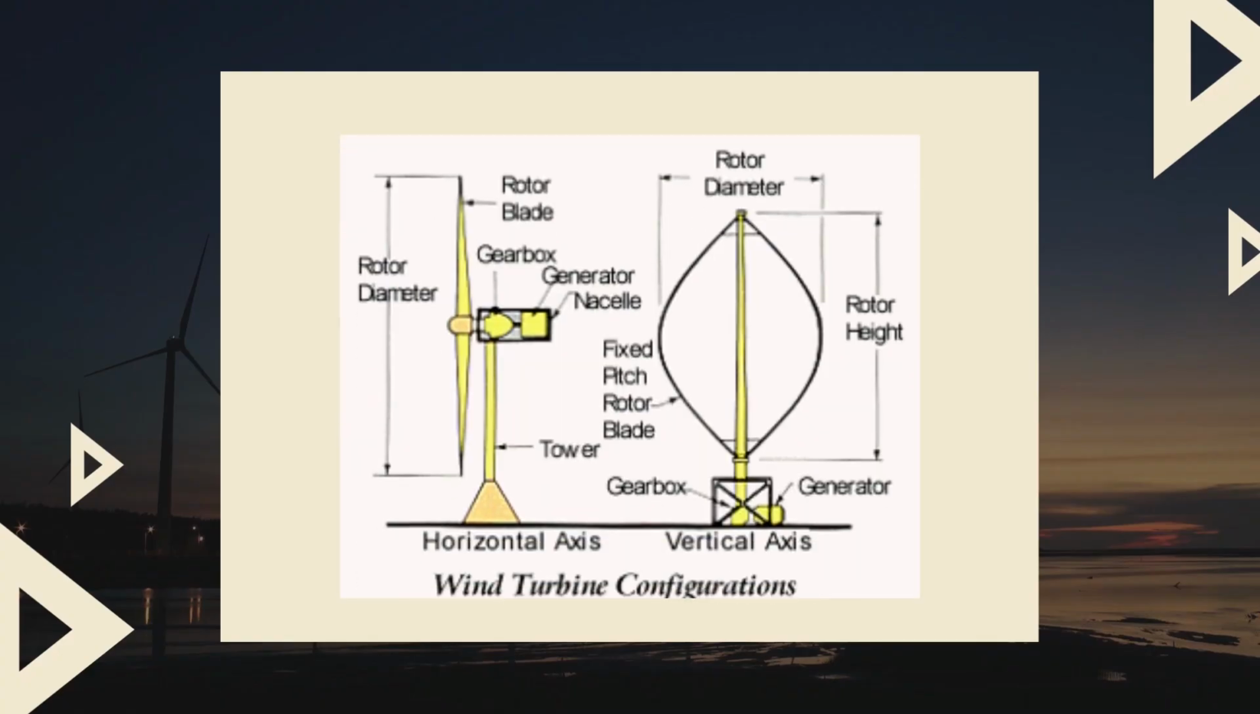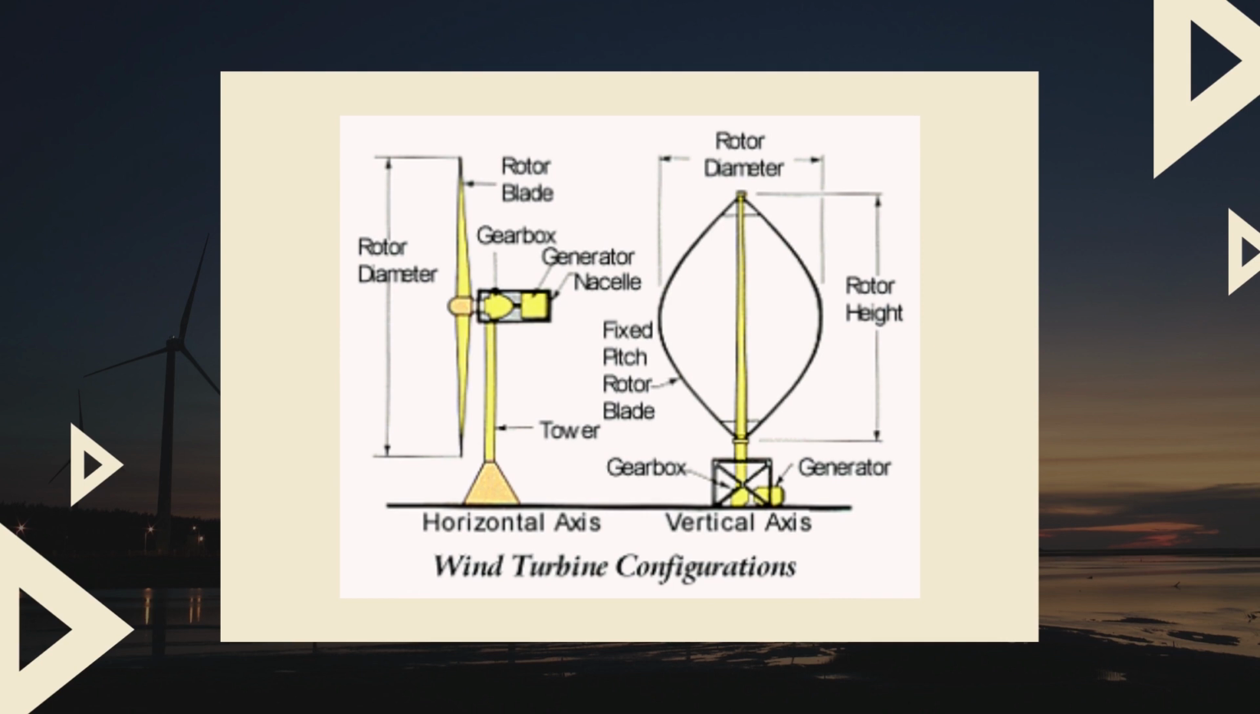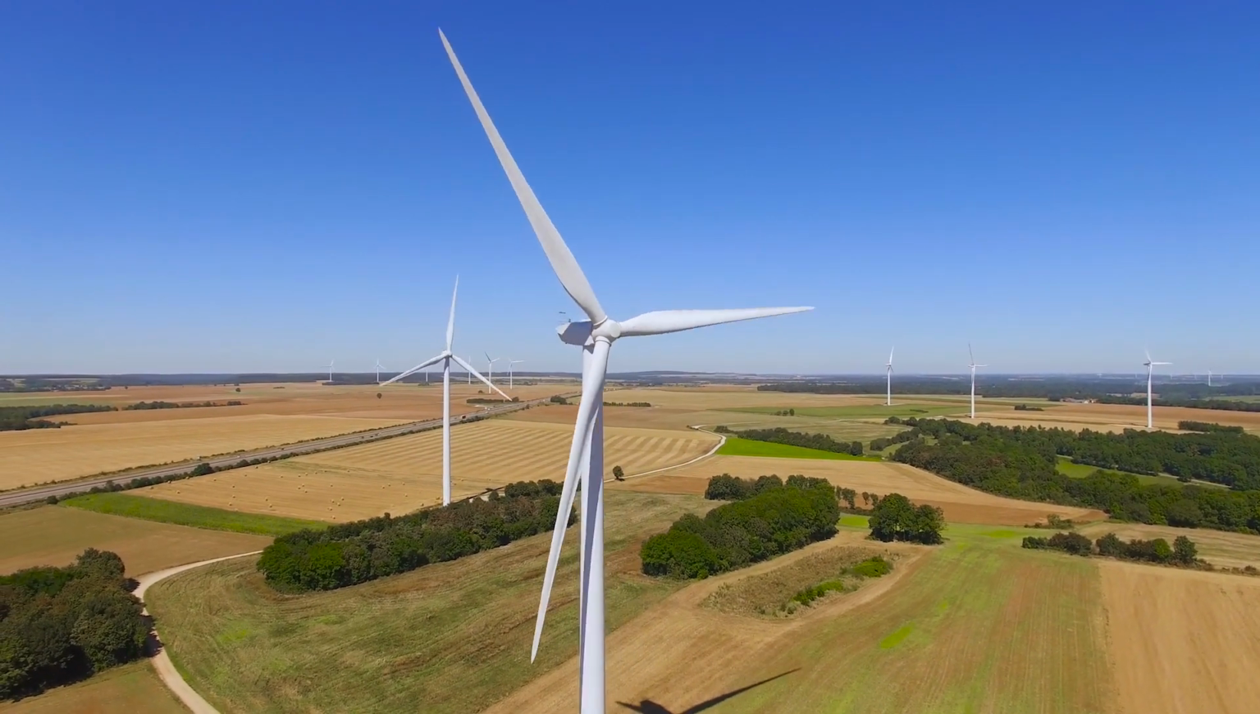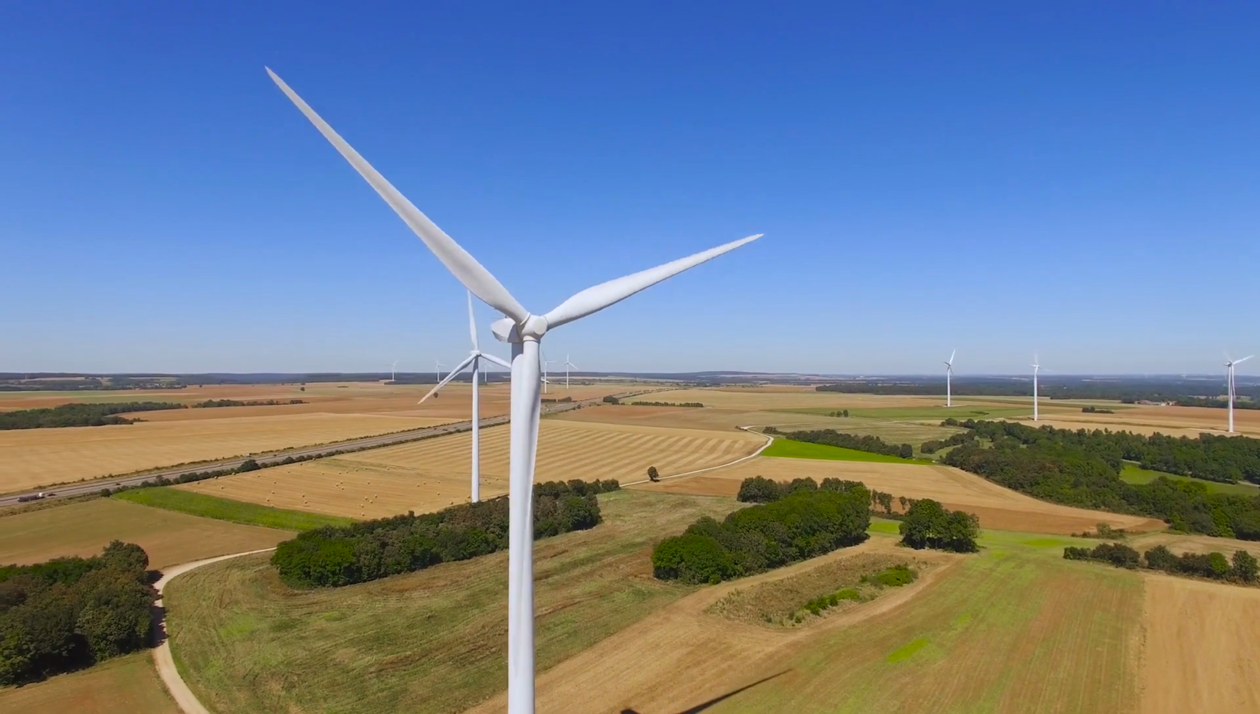Moving on to the types of wind turbines, horizontal and vertical axis wind turbines are the two main types of wind turbines used to harness wind energy for generating electricity. Each type has its own design, operation and advantages. First we will discuss horizontal wind turbines. Horizontal wind turbines have blades that rotate around a horizontal axis, similar to the blades of an airplane propeller.